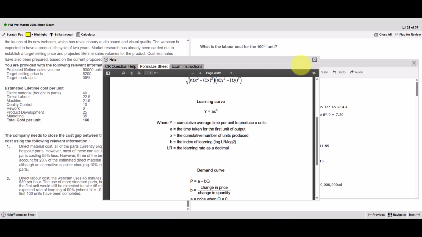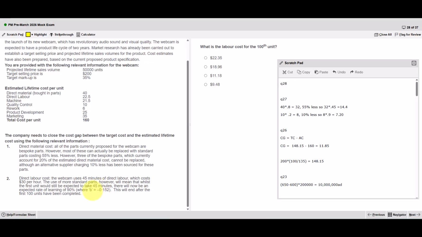And if we're given the index of learning, then it makes the calculation a little bit quicker, and it's given to us here. And so what it's telling us is the very first unit will take 45 minutes, and then over time they'll get quicker and quicker and quicker, but when they get to the 100th unit, that improvement in speed will stop. And that's why we're asked to calculate the labour cost for the 100th unit.